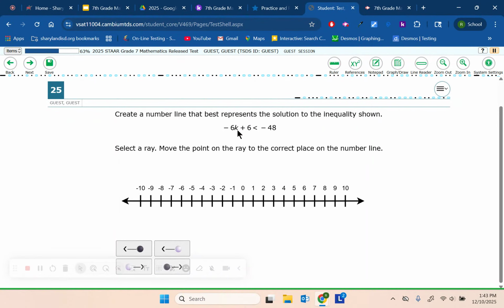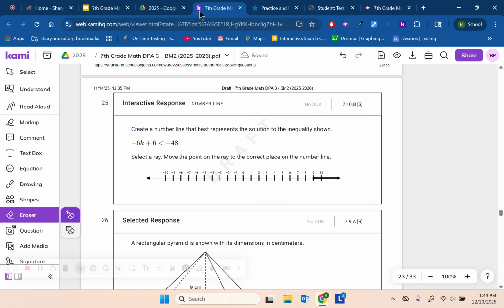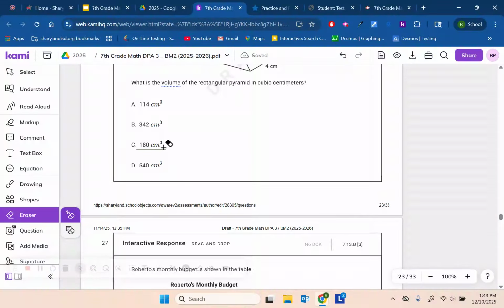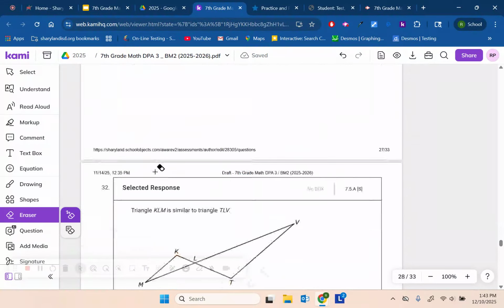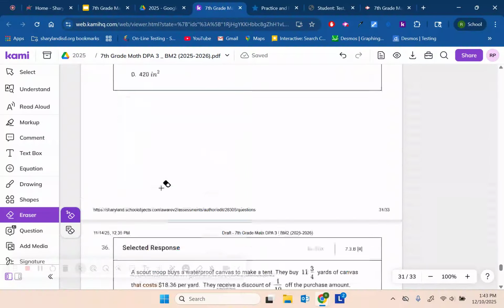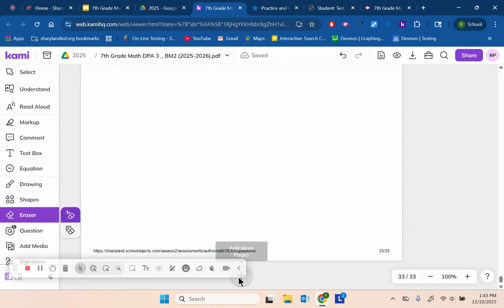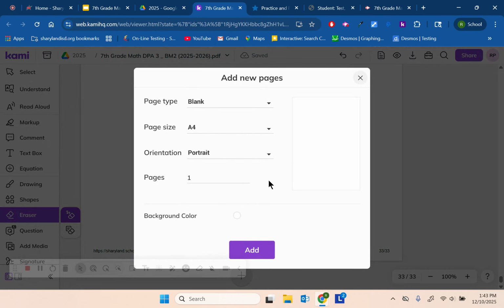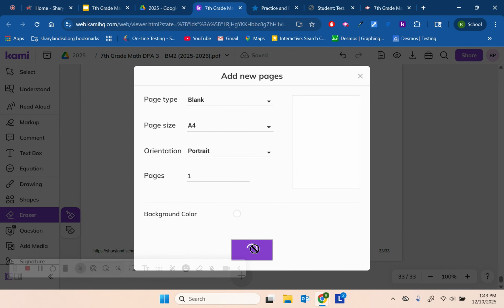Okay, so number 25, negative 6k plus 6 is less than or equal to negative 48. We don't do well on this question as a state, so I'm going to work this one out over here. I'm going to go ahead and just insert an extra page here at the bottom. Usually there's room here at the bottom, so you can kind of see the way I'm going to work this one out. I'm going to give myself room and just extra space to work this out.